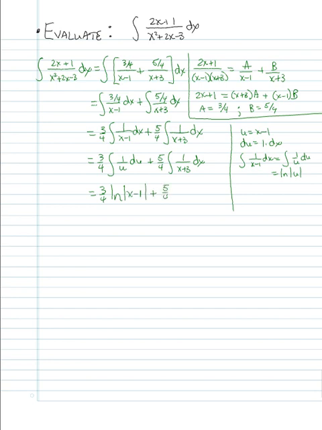plus 5/4. Well, what we're going to have here, we're going to do the same thing. If we let u be x plus 3, then du is nothing more than dx. And so what we have in this case, once again, is just the integral of 1 over u du. Okay, well, the integral of 1 over u du is the natural log of the absolute value of u, but in this case, u is x plus 3.